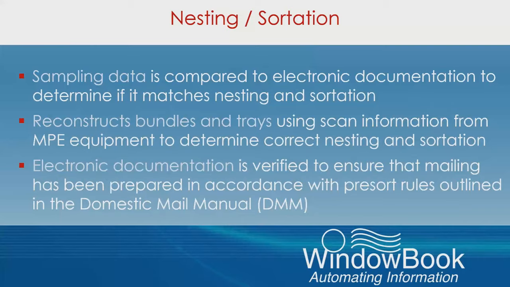The nesting and sortation is also examined during seamless acceptance. And again, the sampling data is compared to the electronic documentation to determine if it matches the nesting and sortation. So it reconstructs bundles and trays using the scan information from MPE equipment to determine what the correct nesting and sortation would be. Then the electronic documentation is verified to ensure that the mailing has been prepared in accordance with the pre-sort rules that are outlined in the Domestic Mail Manual.